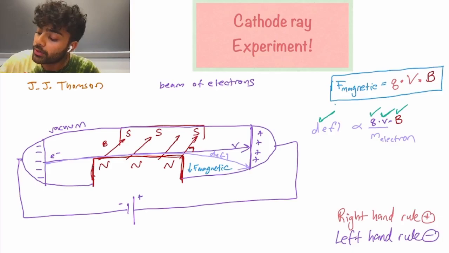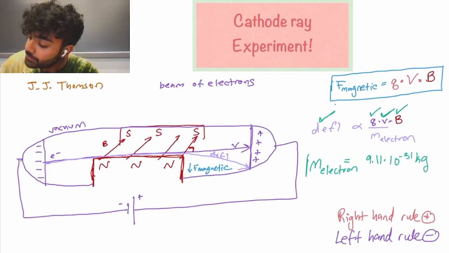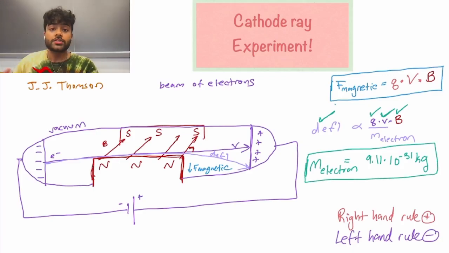So we were able to determine that the mass of an electron is equal to 9.11 times 10 to the negative 31 kilograms. So through the cathode ray experiment, the mass of an electron could be determined.